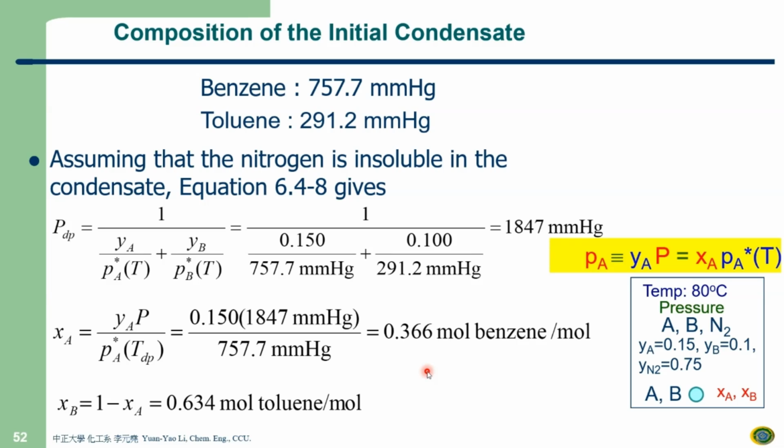I don't work this out with you together, but I want you to do the practice at home by yourself. When you want to do the dew point and bubble point pressure, that's easy because you can straightforwardly get the answer. But once you want to know the dew point temperature and bubble point temperature, you need to do the trial and error method. Okay?